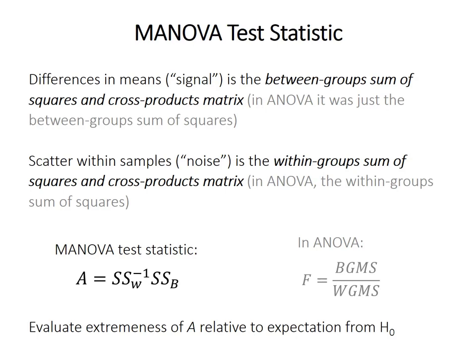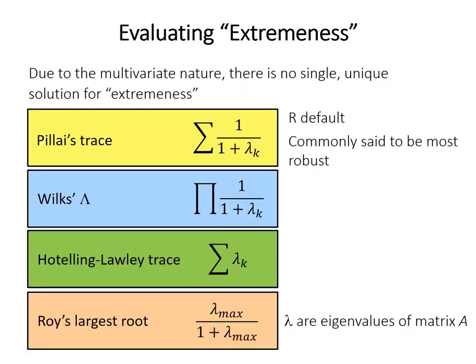So like in all tests, we need to evaluate the probability of finding an A statistic, and A is actually a matrix in this case. We need to evaluate how extreme A is relative to our expectation if the null hypothesis was true. And it turns out that there's no single, unique, correct way to evaluate that extremeness. This is because of the multivariate nature of the data. And so as a result, there's at least 4 different statistics that have been devised, each using the eigenvalues of the matrix. So this lambda term are the eigenvalues of the matrix A, the result of the test.